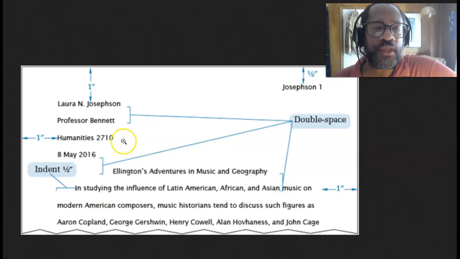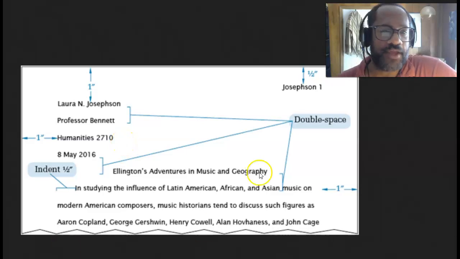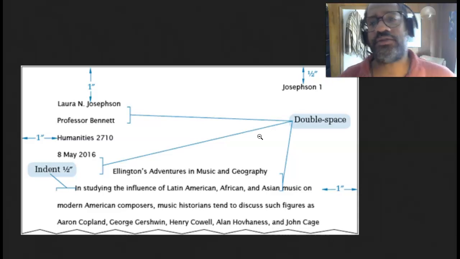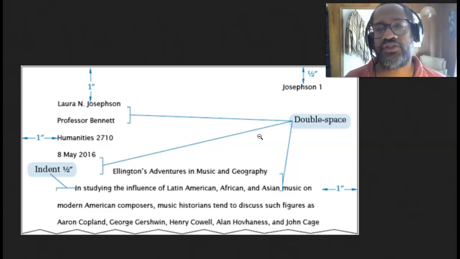So MLA formatting, I've got an example here, but let me just explain in general what it is. MLA stands for the Modern Language Association, which is a group that deals with all things having to do with English, the teaching of English. And what they do is they set up this format, this way in which papers and essays are supposed to be set up, the way in which they're supposed to be formatted.